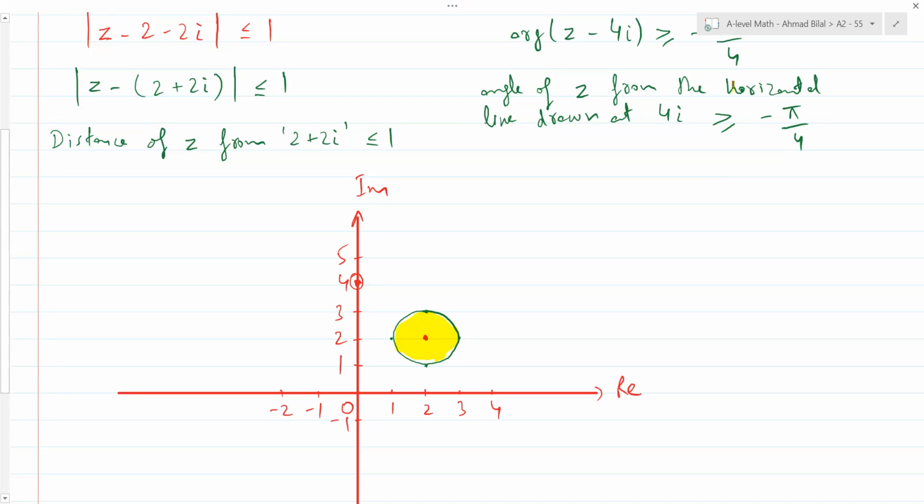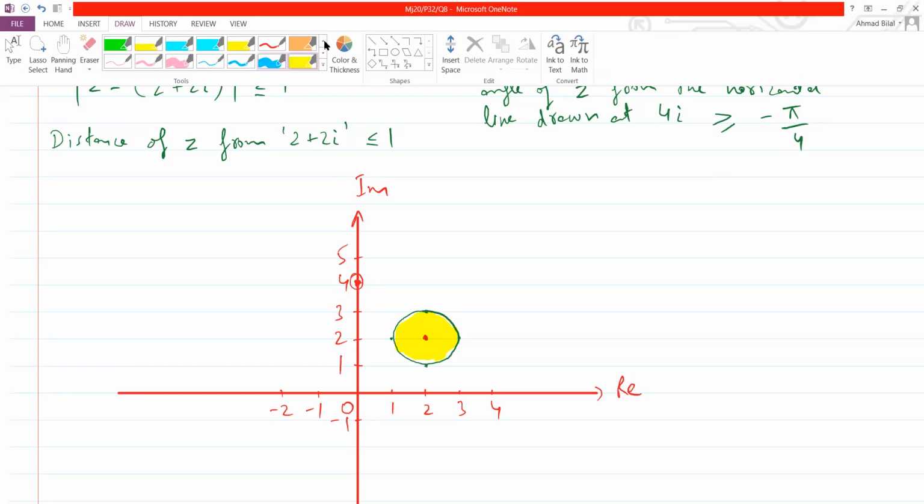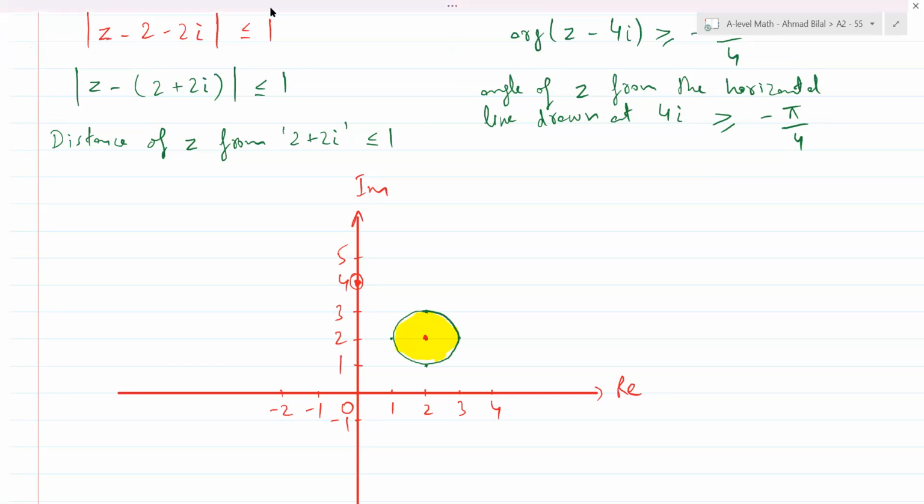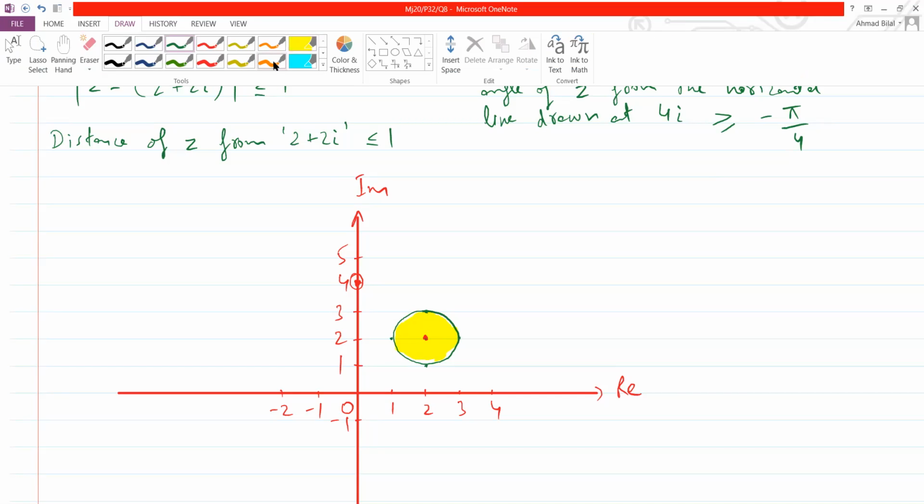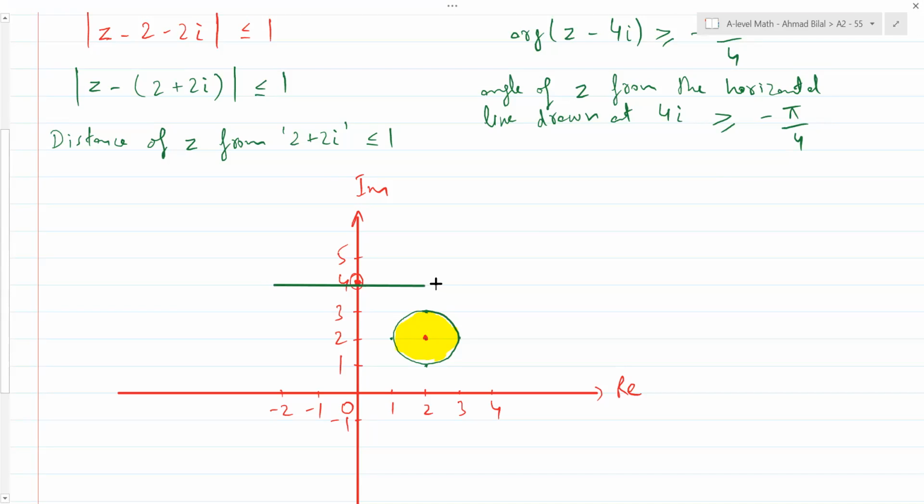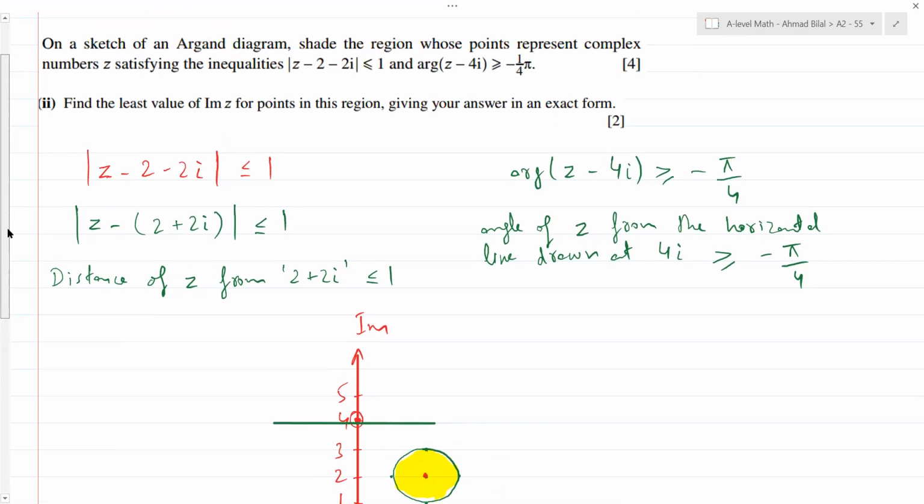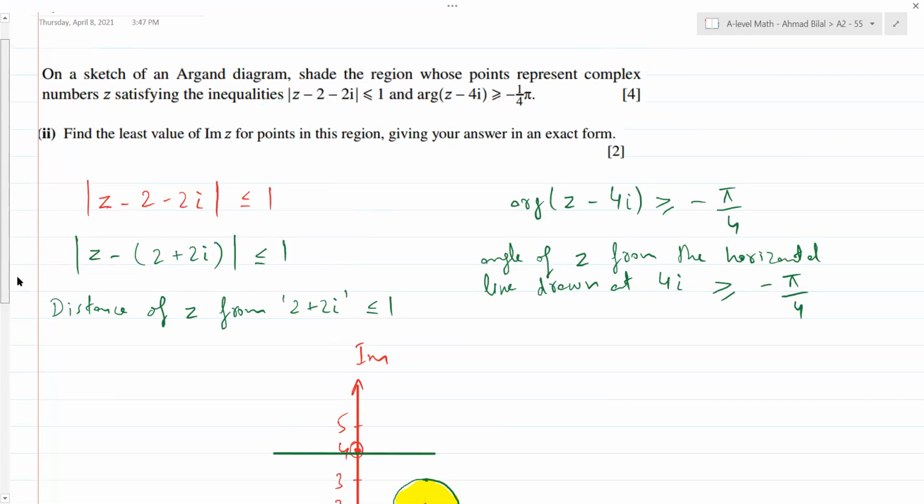Let's think about the other one. The point of reference there is 4i. You can draw a horizontal line at 4i. It's not necessary to draw it, but you should think that if there were a horizontal line at 4i, you would measure the angle from it. How much angle would you measure? Minus pi over 4. On which side is that going to be? Minus pi over 4. Where will it be? It's going to be below the line.